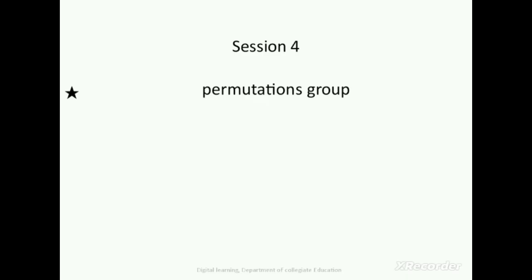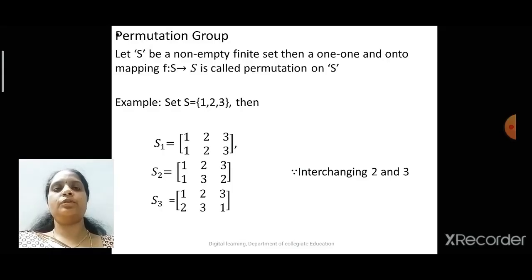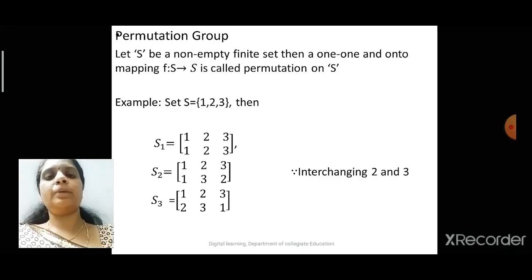In this session 4, let us discuss permutation groups. Definition of the permutation group: let S be a non-empty finite set. If f is a one-one and onto mapping from S to S, then we can say that it is a permutation on S. So remember that we are concentrating on the permutation.